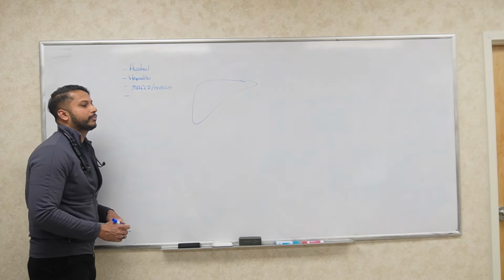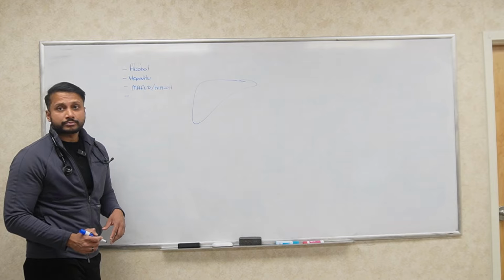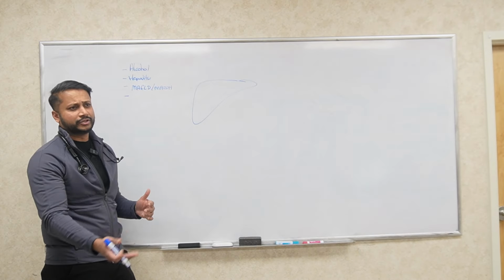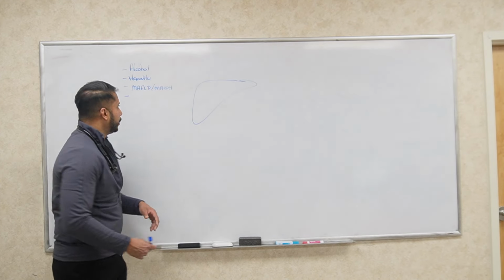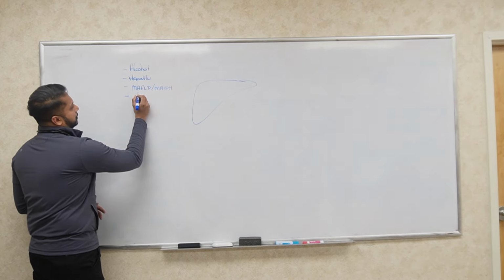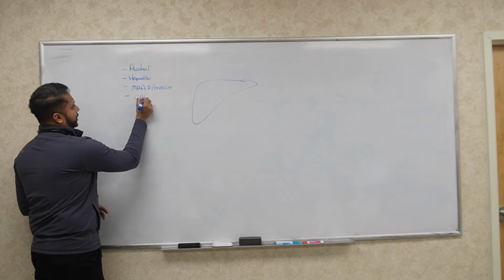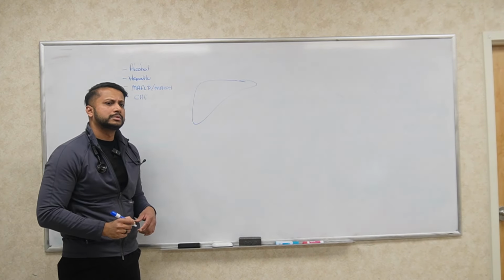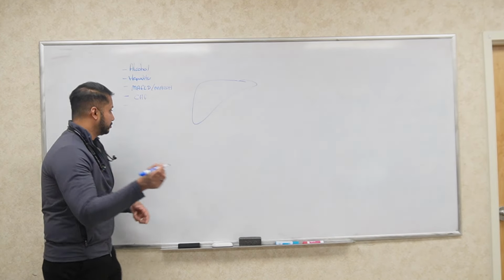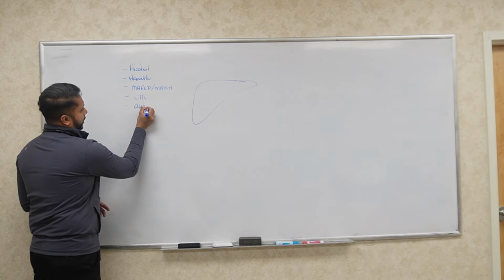Okay, what else? Well, alcohol typically will lead to fatty liver first and then cirrhosis. Cardiac issues. Okay, if somebody's got CHF, because of back pressure, it can cause it. There are a lot of other causes still. What are the causes? Autoimmune, yes. Okay, very good.